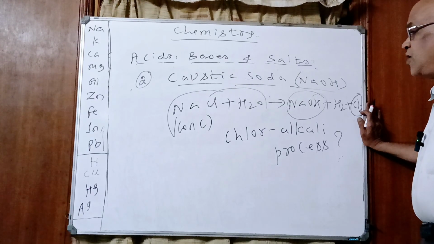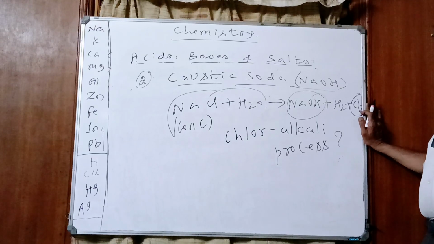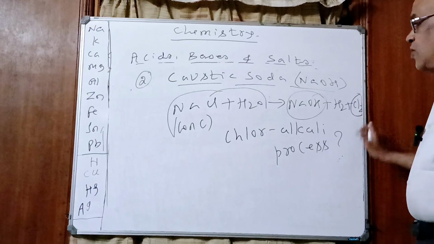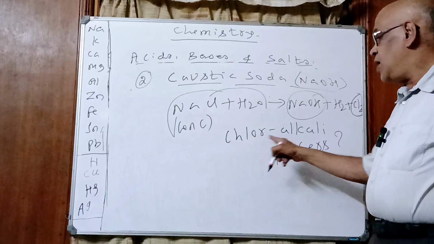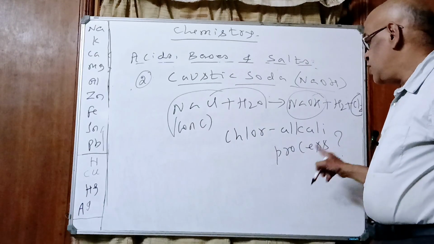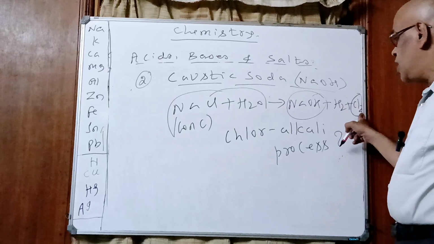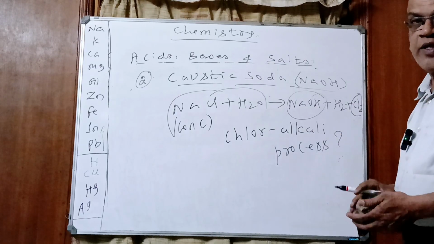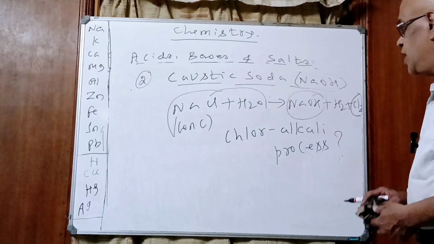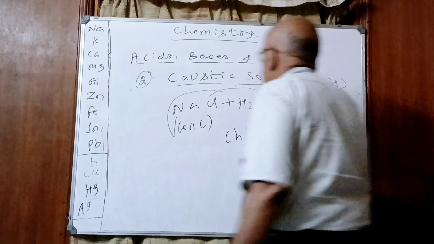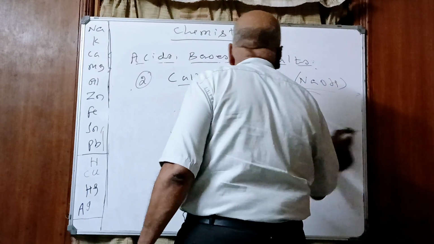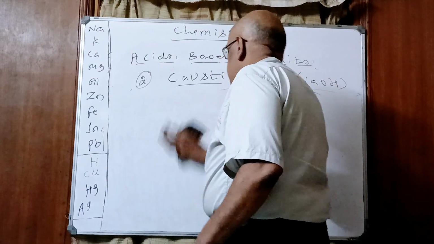Which are water soluble alkalis? Sodium hydroxide, potassium hydroxide. They are called alkali. What is the chlor-alkali process? It is a process in which an alkali as well as chlorine is produced. Chlor comes from chlorine. It is called the chlor-alkali process. That's all, my children. It's a small topic. Then directly come to uses.